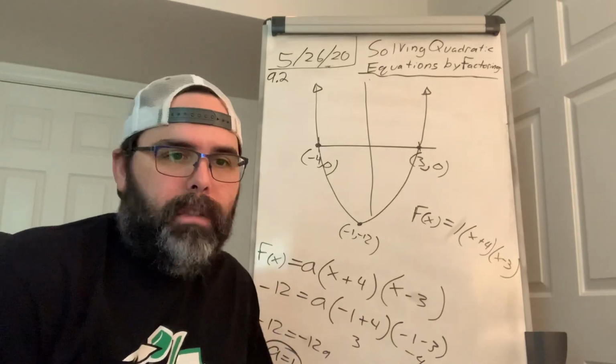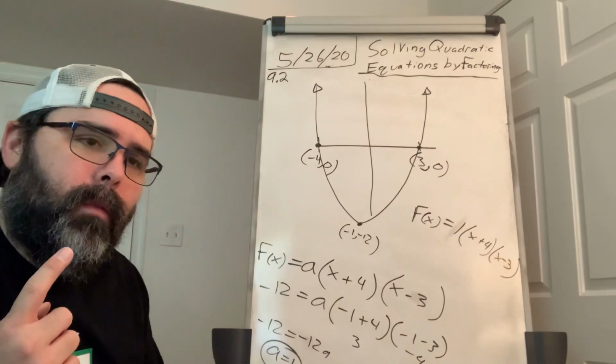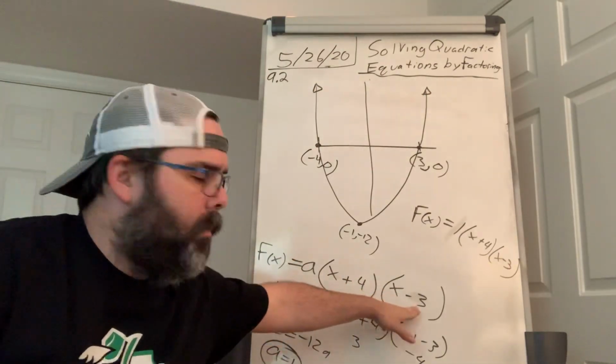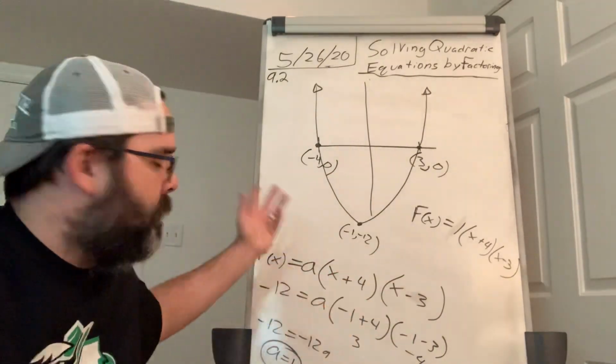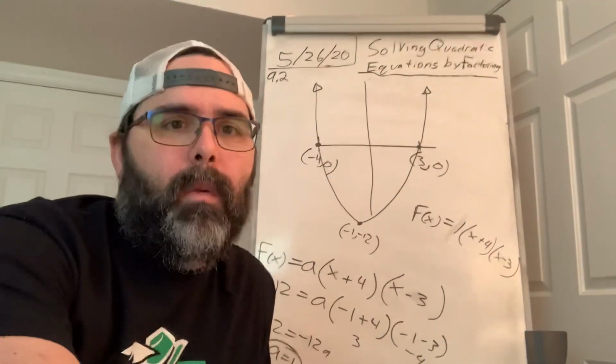All right, any questions? So for this, you write this form here, and you fill in your zeros, your x-intercepts, and then you solve for A by plugging in the vertex. Okay. Any questions?